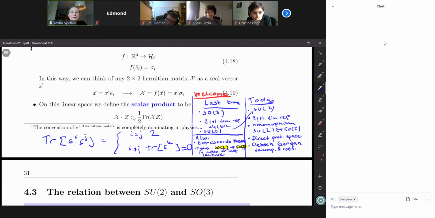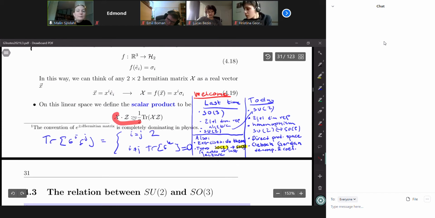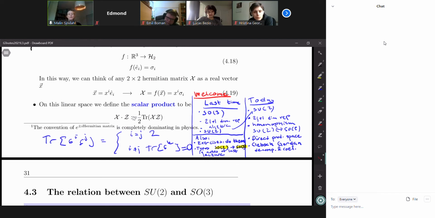So in other words, the scalar product would be non-vanishing only if it has the same spatial coordinates. So if both vectors have an x coordinate, both vectors have a y coordinate, both vectors have a z coordinate.